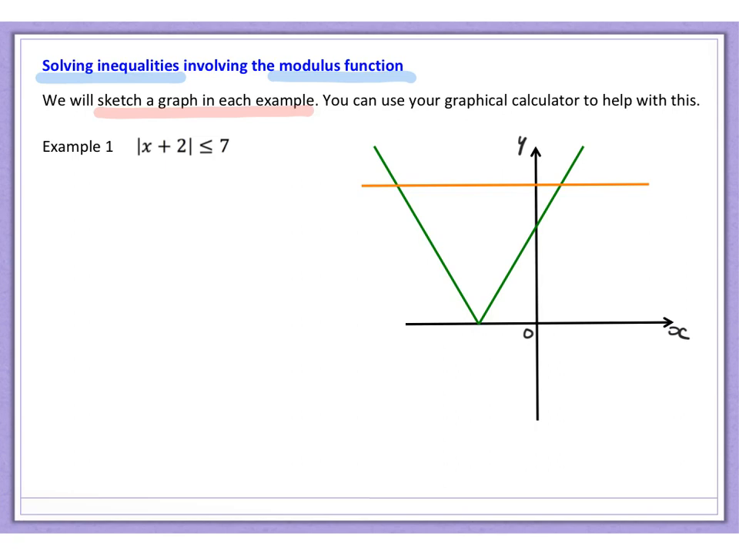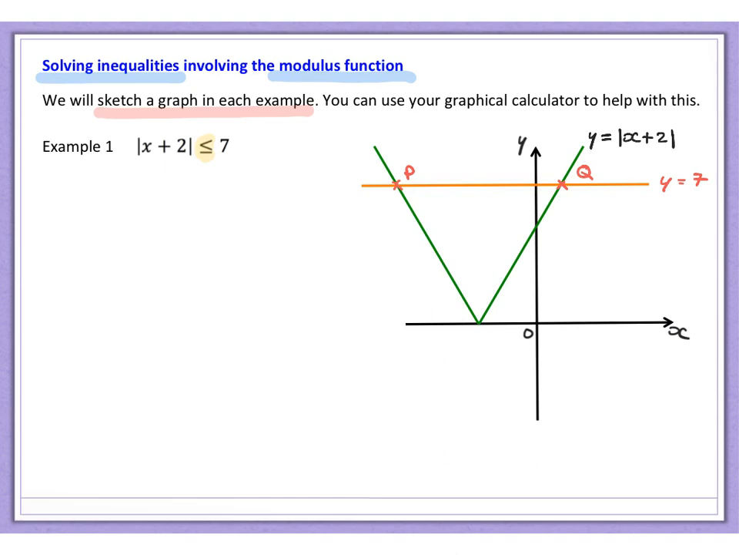So, example 1. Notice we are not solving mod x plus 2 equals 7. We are solving mod x plus 2 is less than or equal to 7. So, first key point, we need some sketches of graphs. On the right-hand side, in green, we have the graph of y equals mod x plus 2. Check it on your calculator again. And we have a horizontal line, y equals 7. And it's clear we've got 2 points of intersection. We'll call them P and Q.